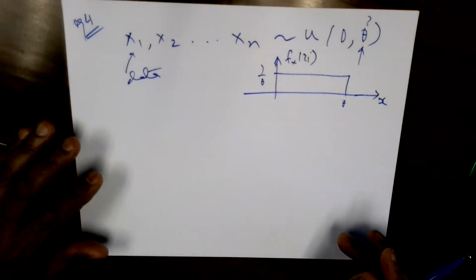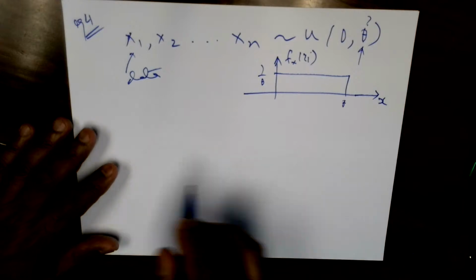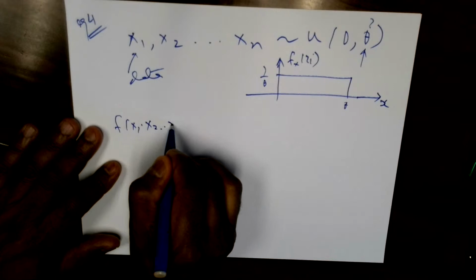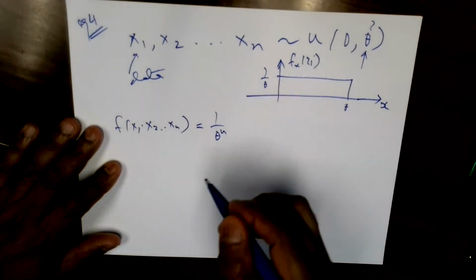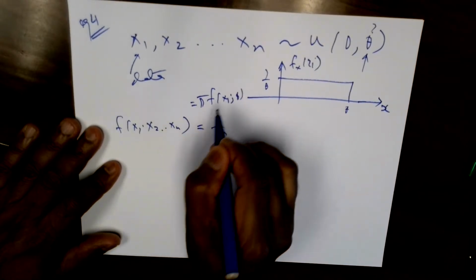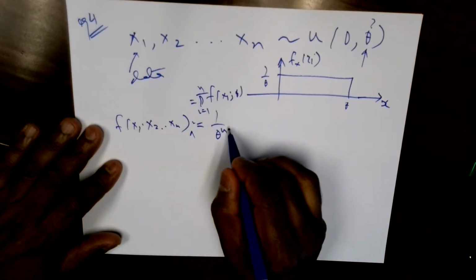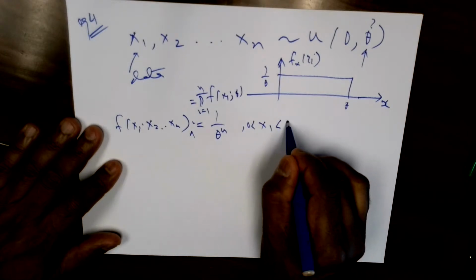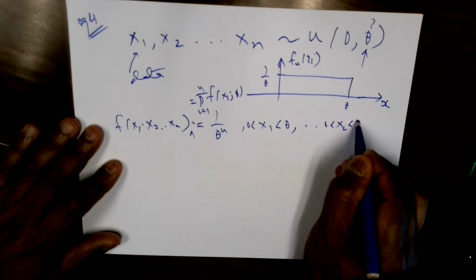But if you get a bunch of observations, the question is what's the maximum likelihood estimate? So let me first represent the joint density function here, x1, x2, etc., xn. It is 1 over theta^n, because all of them are independent, the product of f of xi, provided x1 is between 0 and theta, etc., xi is between 0 and theta, etc.